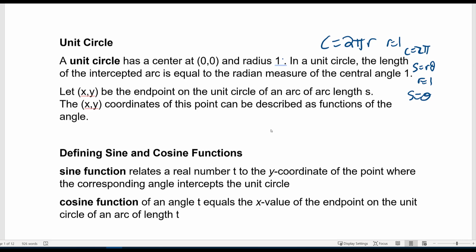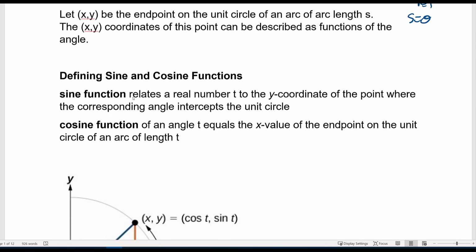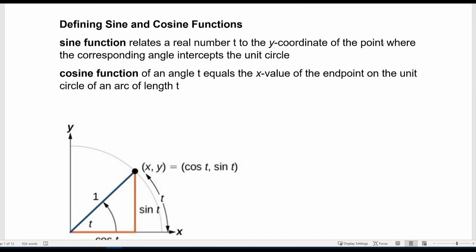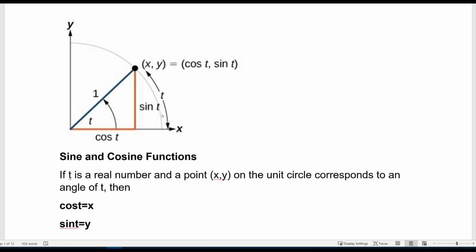Let x, y be the endpoint on the unit circle of an arc of length s. The x, y coordinates of this point can be described as functions of the angle. So defining our sine and cosine functions: the sine function relates a real number t to the y coordinate of the point where the corresponding angle intercepts the unit circle, and the cosine function of an angle t equals the x value of the endpoint on the unit circle of an arc of length t. So as we talked about here, our sine is the y, our cosine is the x.